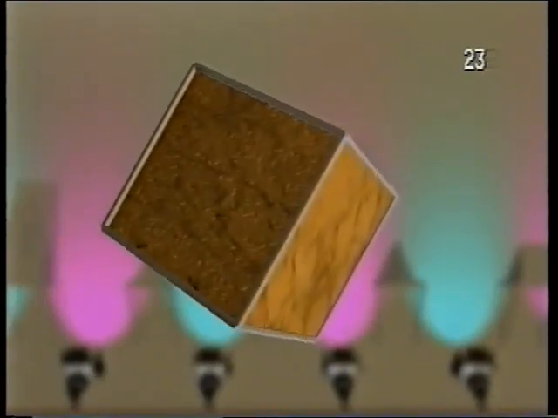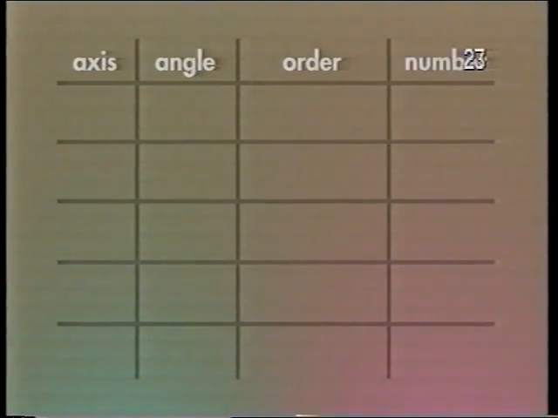We'll make a table of the different types of symmetry, listing their various properties: the axis of rotation, the angle, the order, and the number of symmetries of any type. The first symmetry to note is the identity. Its angle of rotation is 0, and it's of order 1. And there's only one identity symmetry.